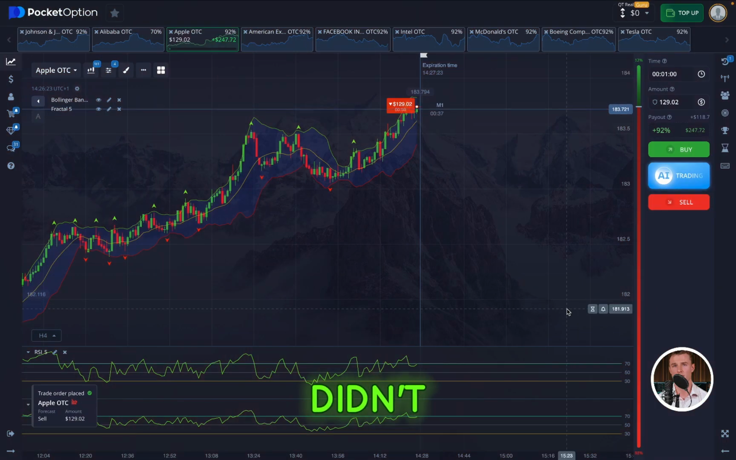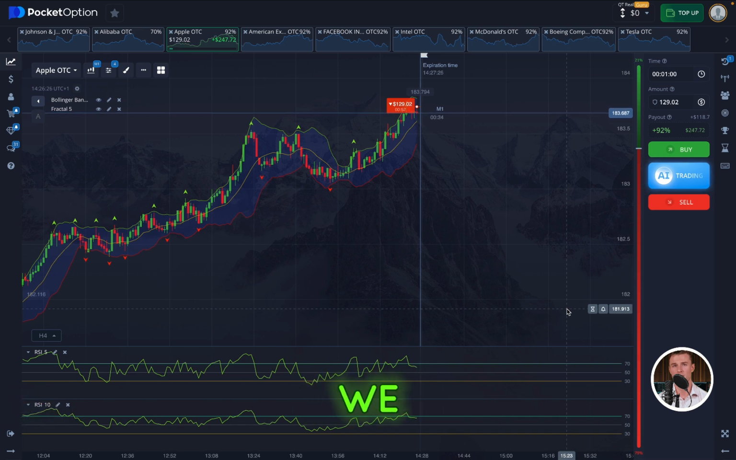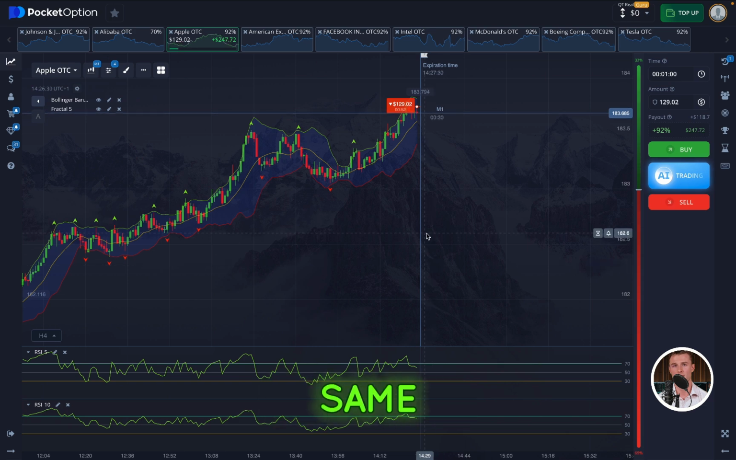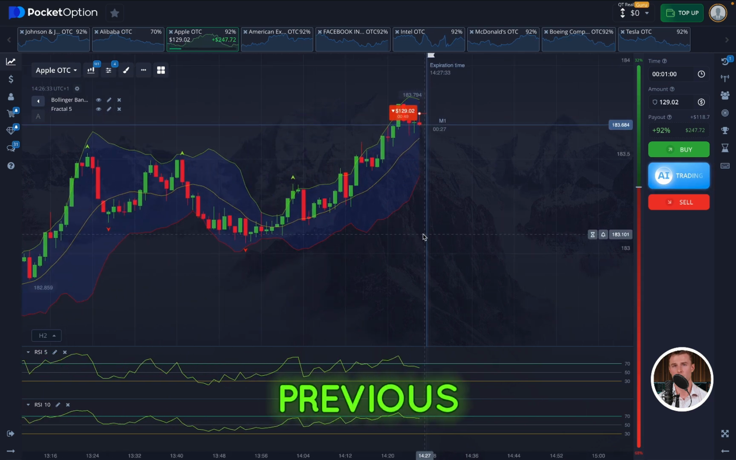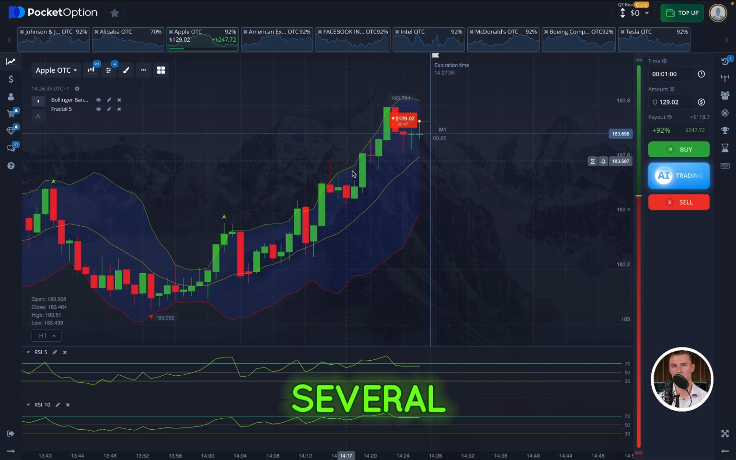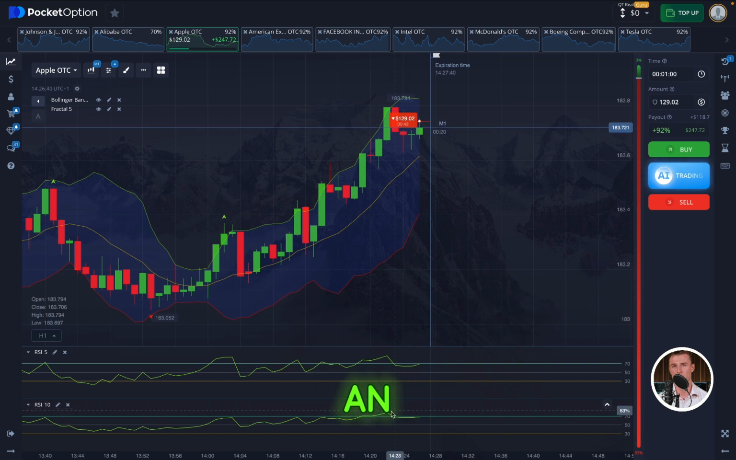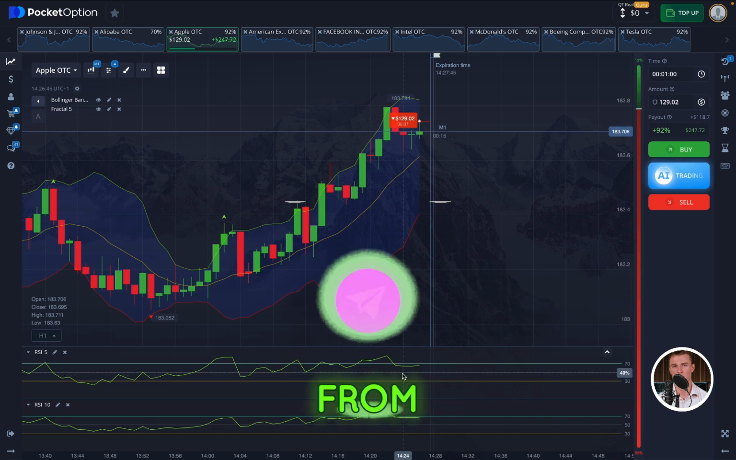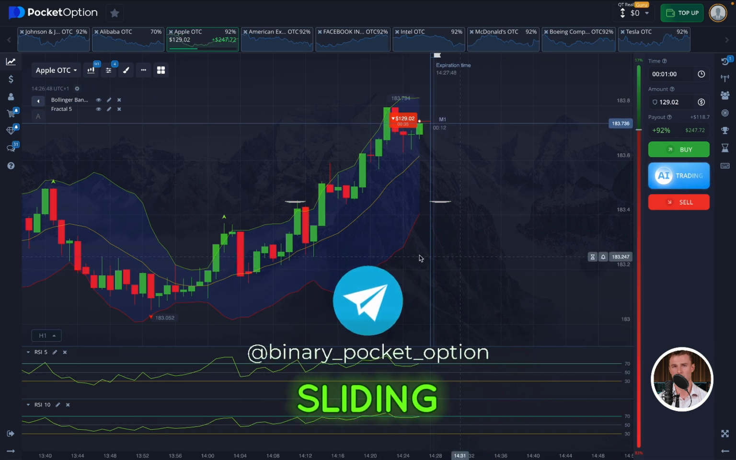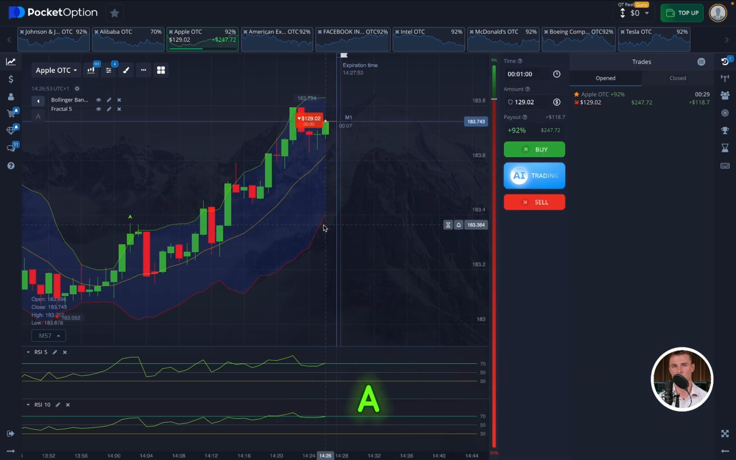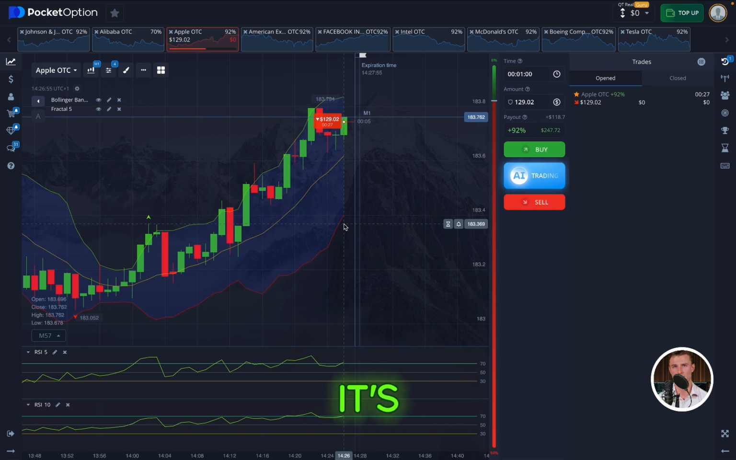The entry point didn't take long to arrive, and here too, we are actually opening a position against the trend direction, with the same entry logic as in the previous trade. We had several touches of the upper Bollinger Band, but we open a trade when we see an exit. In our case, it is again an exit from the overbought area, from the top to the bottom, both oscillators have shown a crossover. So we can open a downside position here, and it's also very simple. Let's look at the result.